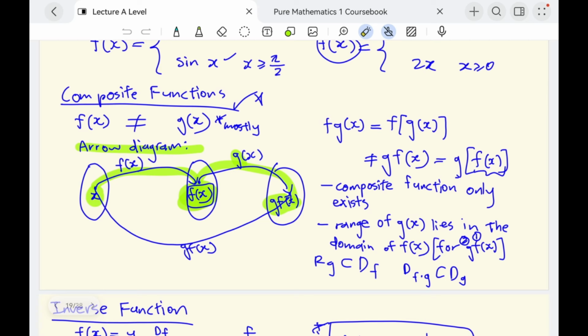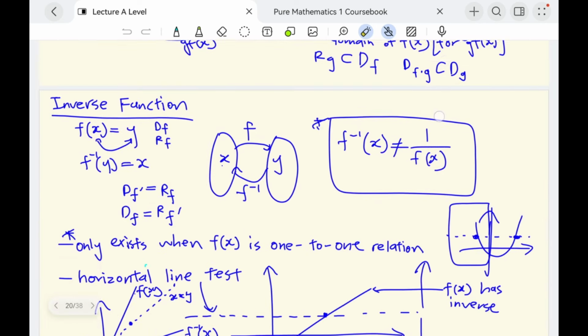And for the composite function, you need to know the order of the composite function. Maps this first and then maps this. And you need to know some certain composite functions, especially the composite function only exists when the range of the second function lies in the domain of the first function. Okay, first function means you map this first, and then you map this.